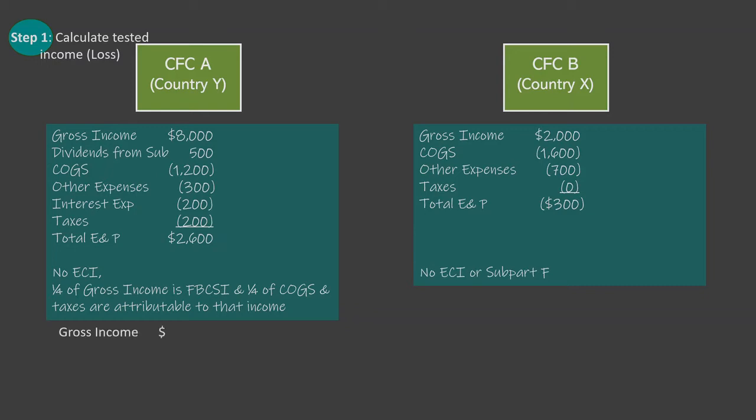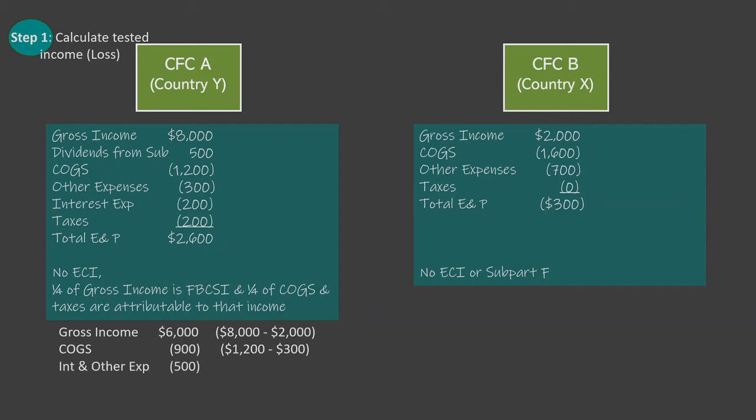Looking at A, it has gross income of $8,000, but we just said a quarter of that gross income is foreign-based company sales income. So what is going to go into the tested income group is $6,000. That's $8,000 minus 1/4, or $2,000. Additionally, the cost of goods sold of $1,200 is going to be reduced by a quarter because a quarter of that cost of goods sold is attributable to Subpart F income. Dividends from subs is not going to be included. It's going to be excluded from our tested income calc under the provisions.